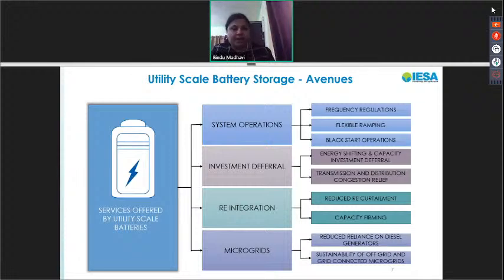Also, flexible ramping, ramp up or ramp down, which is difficult for thermal power plants or other conventional plants, can be done by using battery storage. Similarly, for transmission and distribution, with 450 gigawatts of RE coming up by 2030, there is an equal portion of transmission and distribution coming up. Imagine how much investment we are going to make. When storage is envisaged during planning, some amount of this T&D can be reduced and that burden can be taken off the total investment. Similarly, for RE integration, RE curtailment issues can be solved for the generator, and at the same time capacity firming can be there.